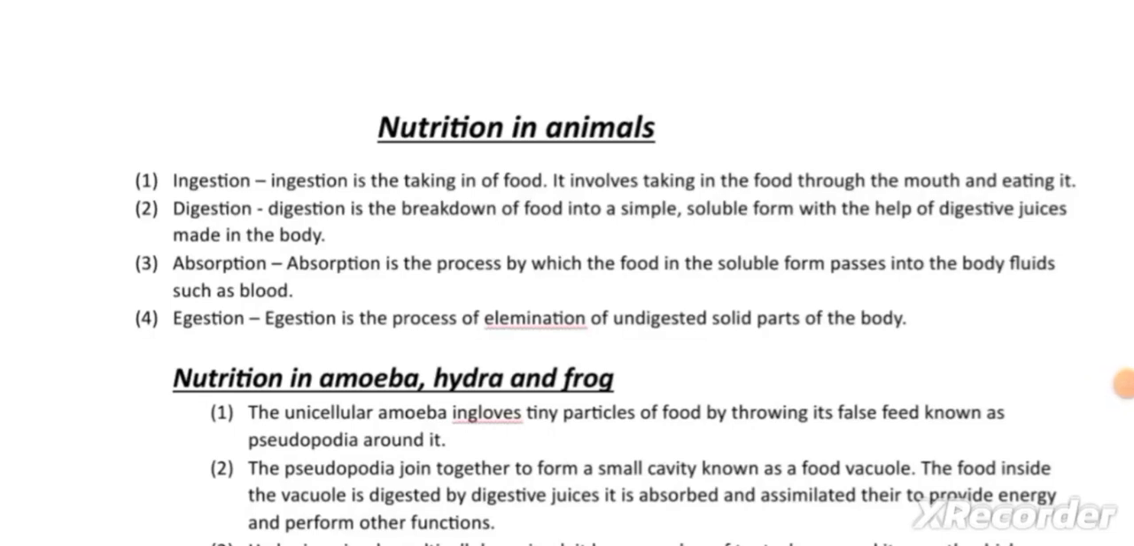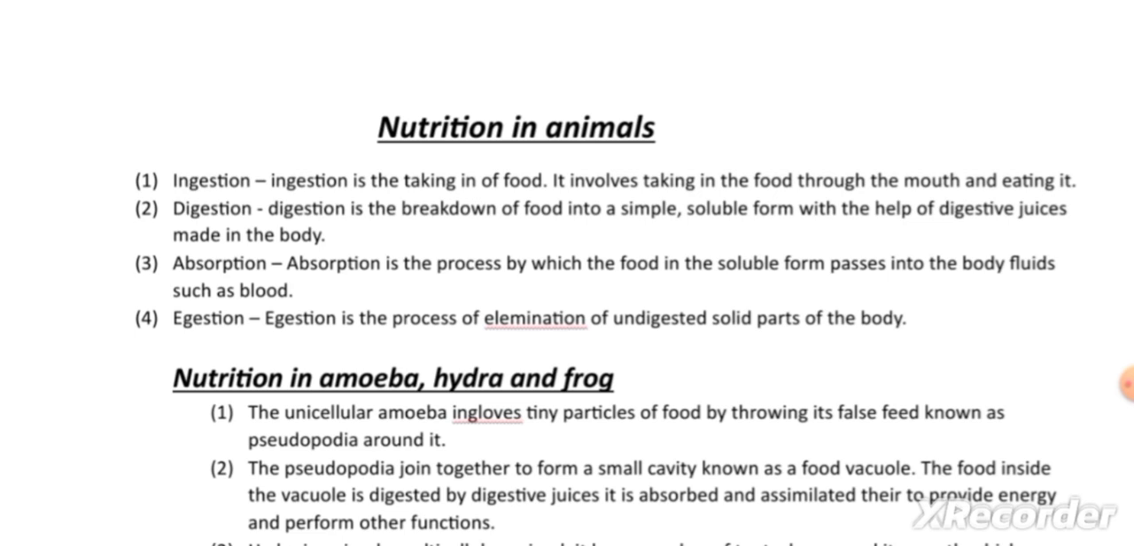So, hello guys, today I am going to tell you about the chapter Nutrition in Animals. It is a very easy chapter and is in the Ratna Sagar book of class 7th. This is chapter 2. There are many definitions in this chapter.